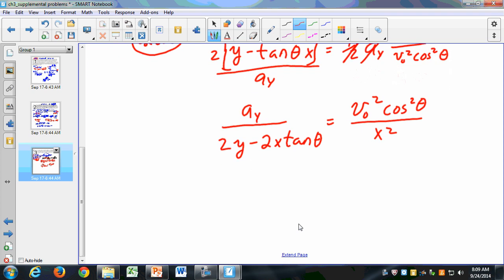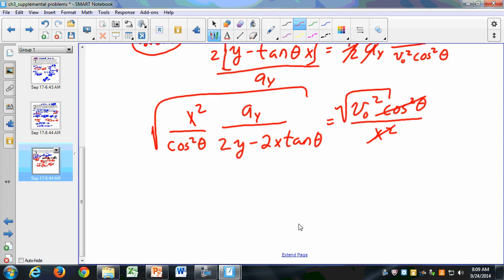And now, what do I need to do? I'm going to divide both sides by cosine squared theta. That gets rid of that. And multiply both sides by x squared. That gets rid of that. And then I take the square root of both sides. And that'll give me v naught.